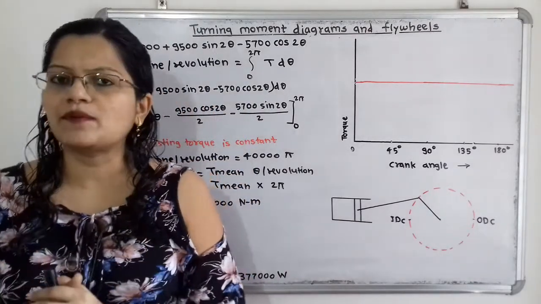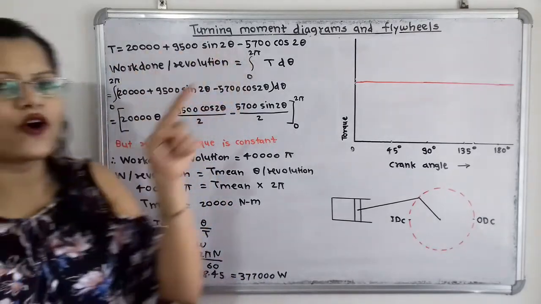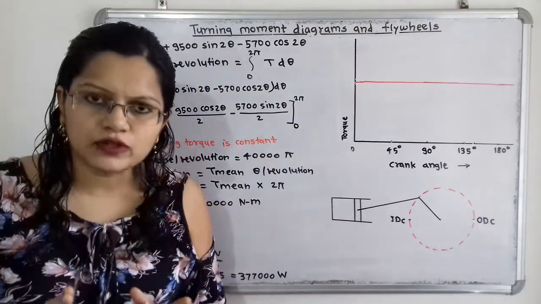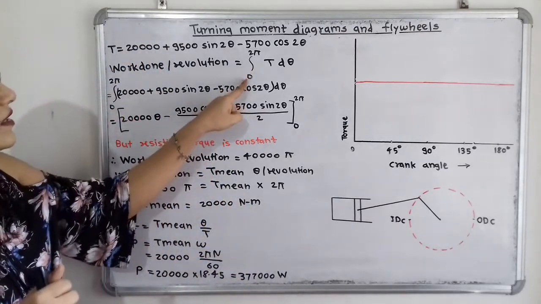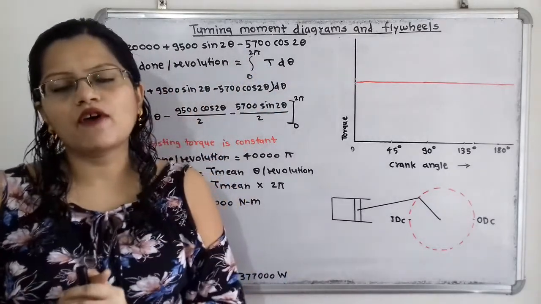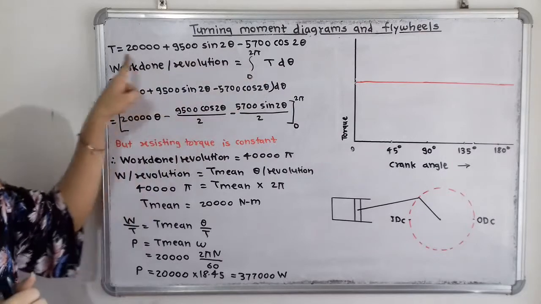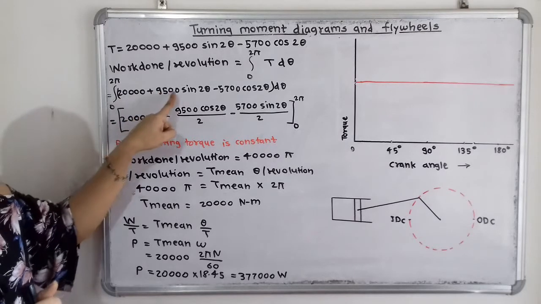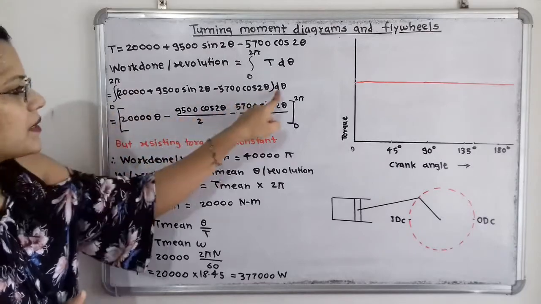So this equation is important. So we have to give the limit. This limit we will consider here for one complete revolution of the crank, that is total angle covered is equal to 360 degree, and that is nothing but which is equal to 2 pi. So we will give here the limit from 0 to 2 pi T d theta. So in one complete revolution, what is the work done? For that we will write here the equation of torque in terms of theta, that is 20,000 plus 9,500 sin 2 theta minus 5,700 cos of 2 theta bracket complete d theta.